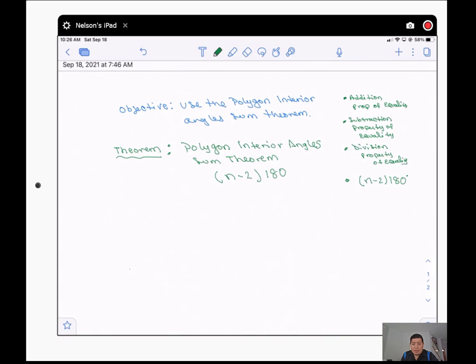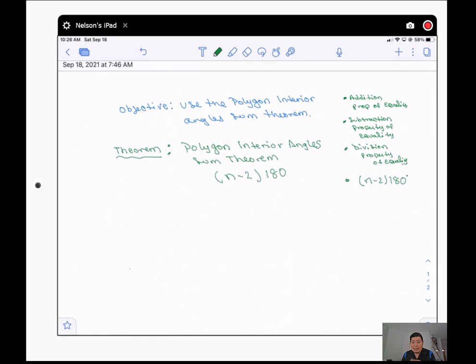In this video, we're going to be talking about how to use something called the Polygon Interior Angles Sum Theorem. Now, when you first hear it, it may sound a little bit intimidating, but I promise you, it's actually one of the easiest things you'll ever use. So let's begin.